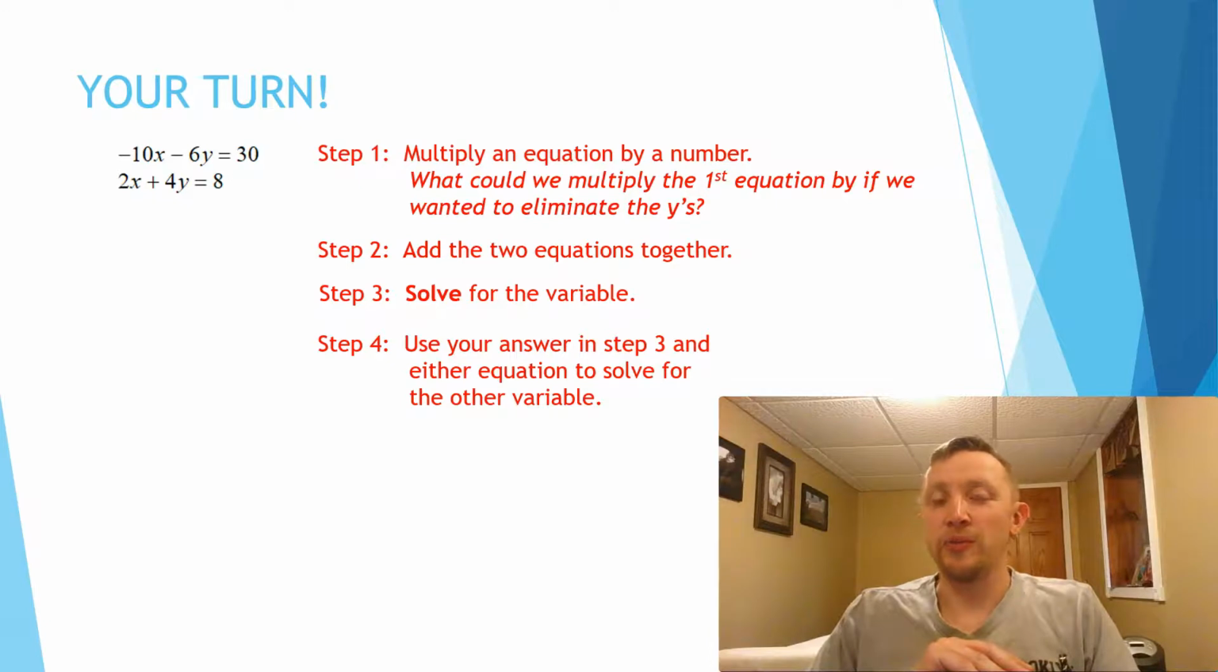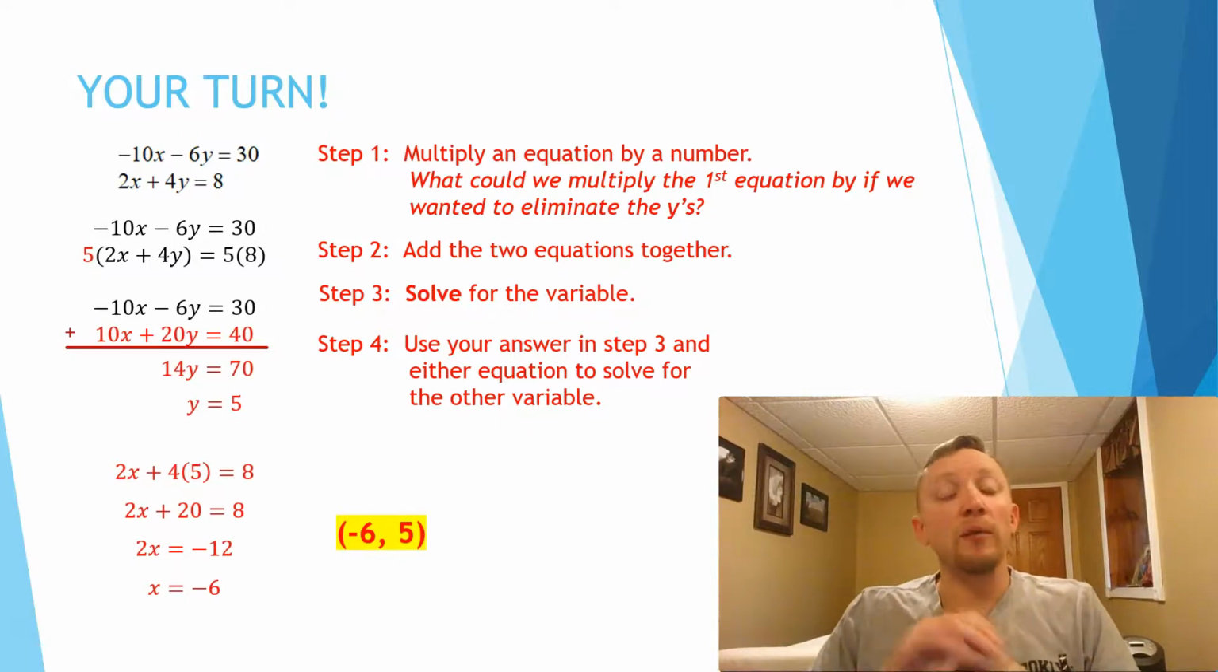All right, were you successful? Did you get an answer? Let's see if you got the same as I got. Okay, so the first thing is, again, like I said earlier, I'm going to get rid of the x's in this case. So I'm going to multiply the second equation by 5, because the first equation already has negative 10, so I want to have the same coefficient but with an opposite sign. So I want that 2 to change to be a positive 10.